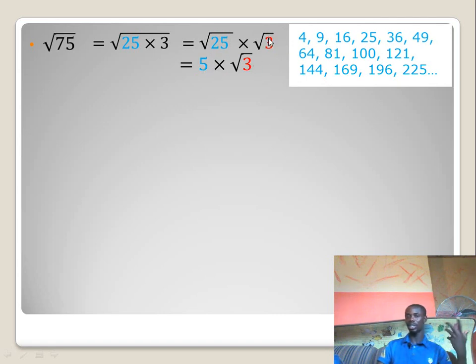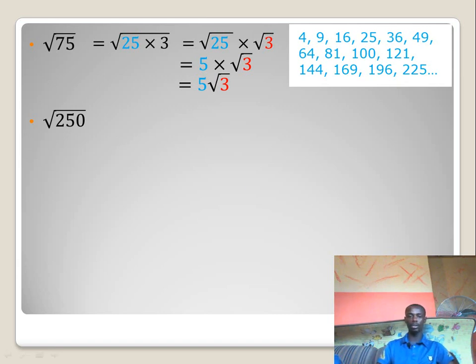Here, I can't do any simplification further. Why? 3 doesn't have any factor here, and 3 is not a perfect root. Since it is lacking both properties, I can't do anything again with root 3. So the next thing I will do is say 5 root 3, and that's my final answer. Hope that is understood. We'll still have more examples, because maybe you still don't understand.